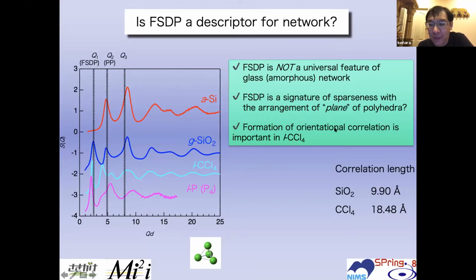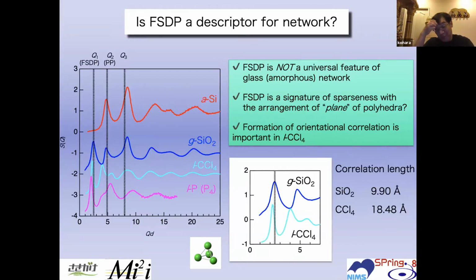Formation of orientational correlation is very famous in carbon tetrachloride. This orientational correlation is very important because principal peak is not single peak, it is a doublet. This is due to the mixture of different orientational correlations in molecular liquid. So this doublet principal peak is a little bit exceptional.